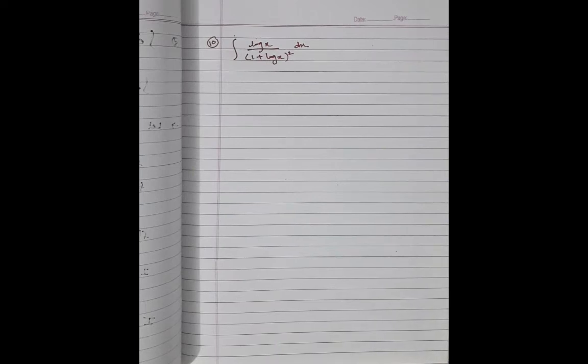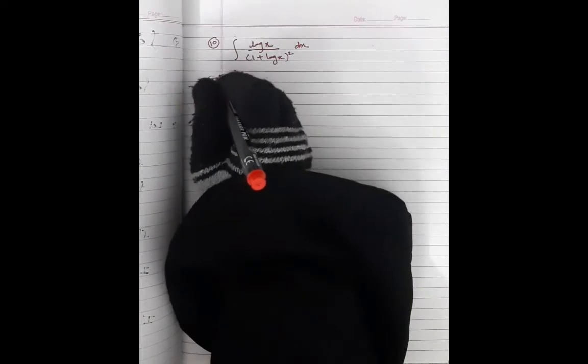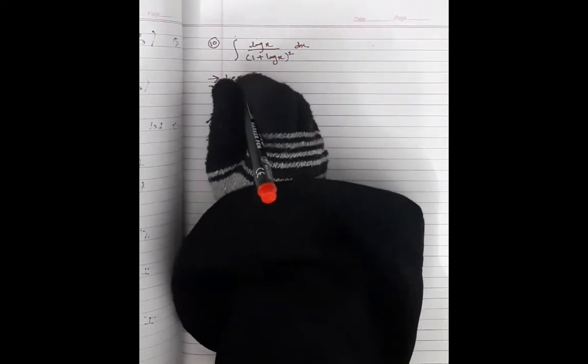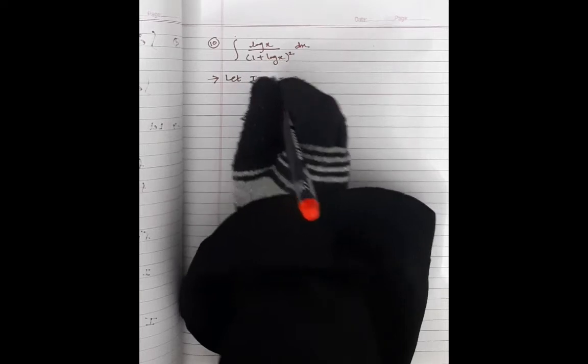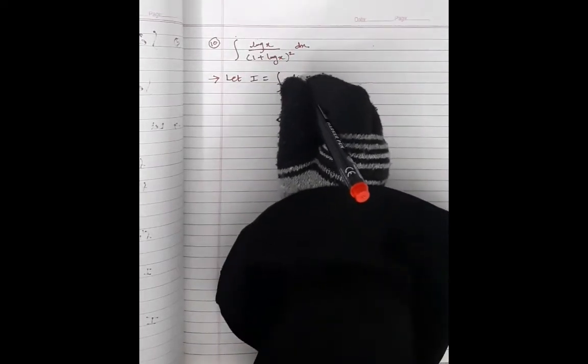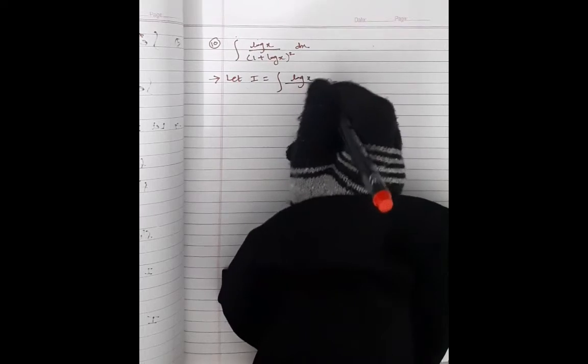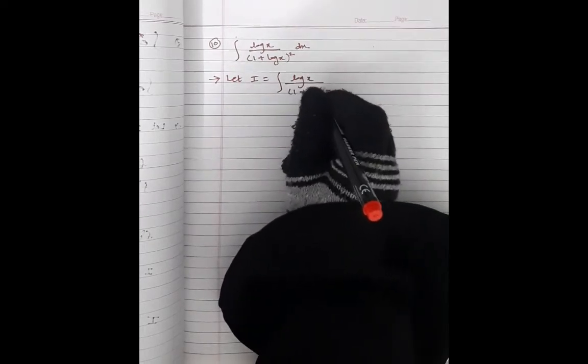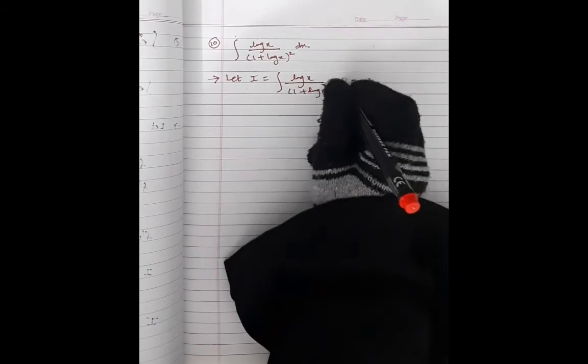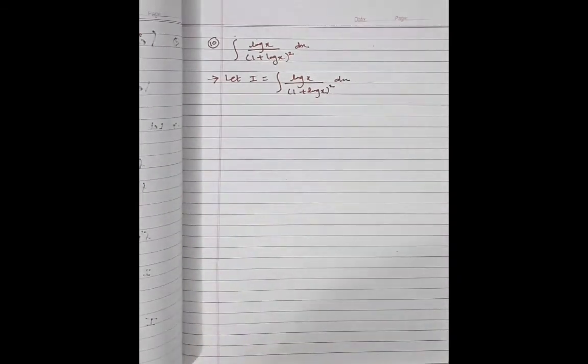Now the next question, number 10th one. Integration of log x upon 1 plus log x the whole square into dx. Here, students, first consider the integration by capital letter I. I is equal to integration of log x upon 1 plus log x the whole square into dx. So here, students, see in this type, it is given integration of log x upon 1 plus log x the whole square.